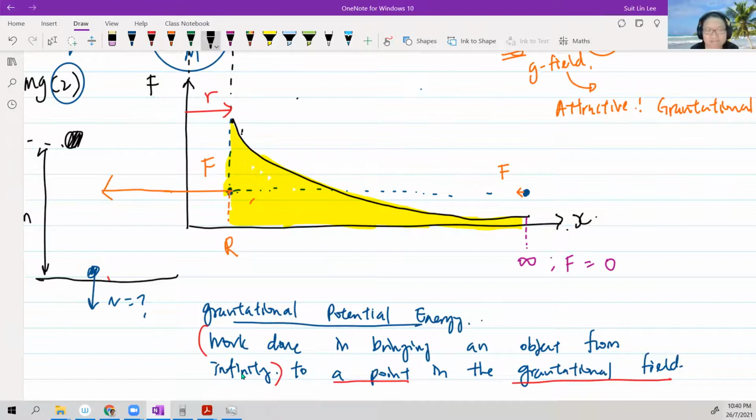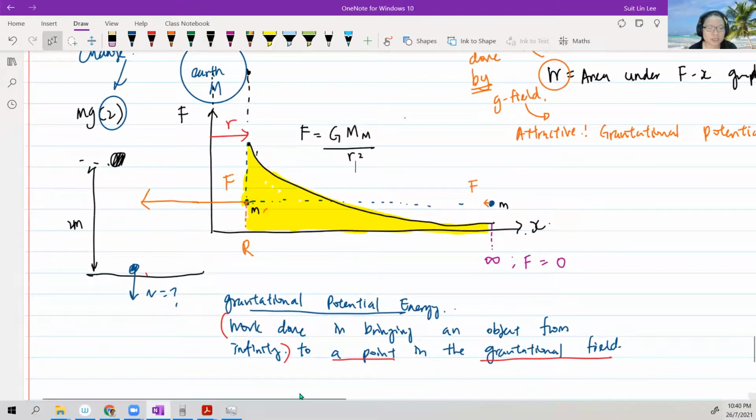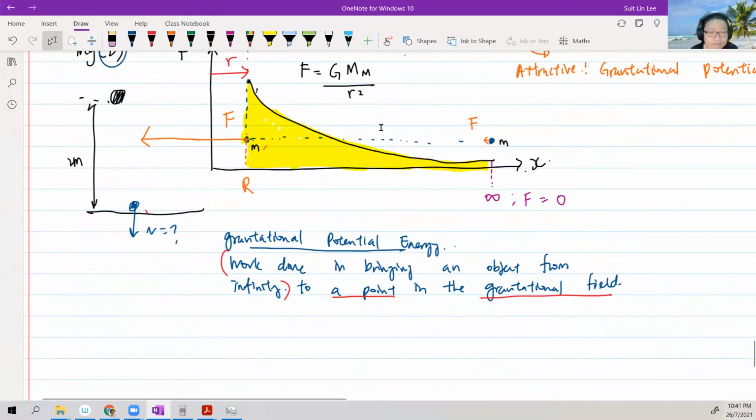Equation for F. F is equal to G, big M, and let's say this is tiny m. Tiny m is attracted: G M m over R squared. So to find GPE, or to find area under this graph, I have to integrate this one. This means W is equal to GPE.